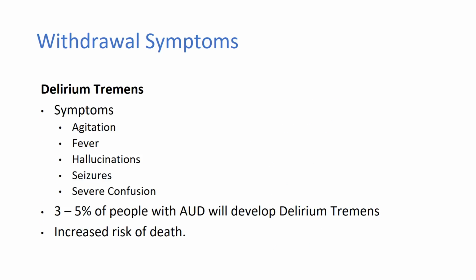Perhaps most importantly, with withdrawal, are the symptoms taken together known as delirium tremens. These are going to be agitation, fever, hallucination, seizures, and severe confusion. And this is the set of symptoms really to worry about. About 3 to 5% of people with AUD will develop delirium tremens, and this is the set of conditions that are at increased risk of death relative to the others. And this is why we are concerned with patients going through alcohol detox alone.